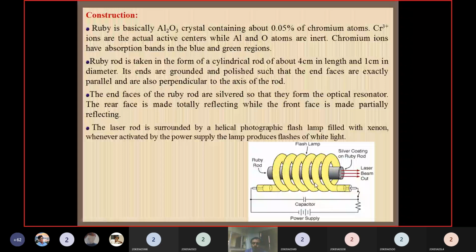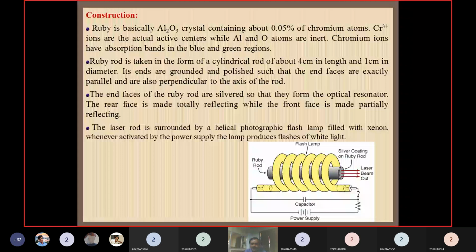So this is the xenon flash lamp. In that xenon flash lamp, xenon gas will be there inside. When we give the power supply here, the xenon atoms go to the excited state. After completion of their lifetime, they come to the ground state. That's why it produces white light. That xenon flash lamp produces the white light.